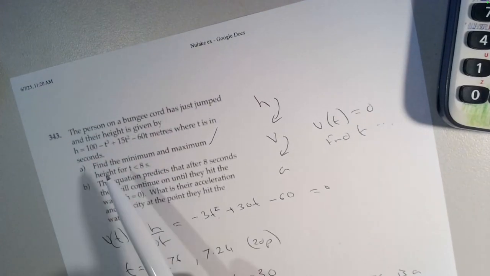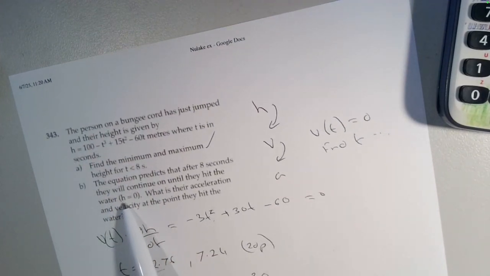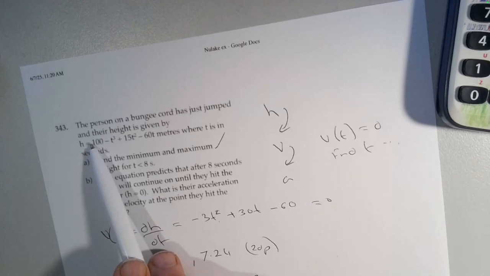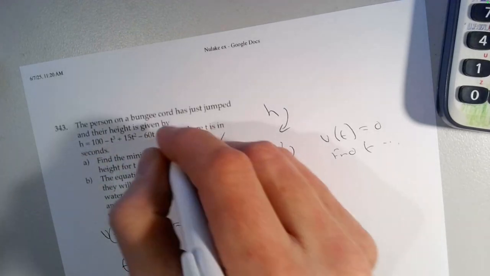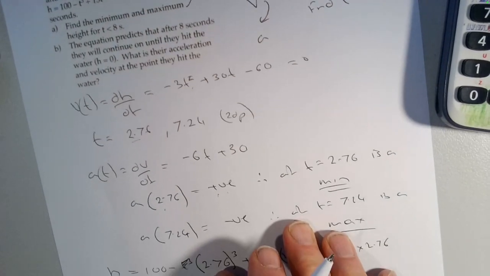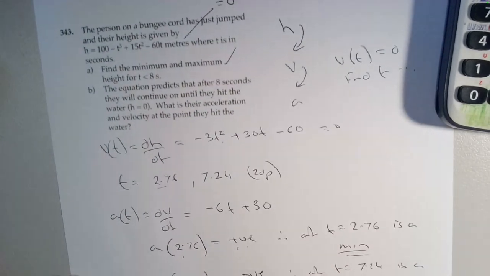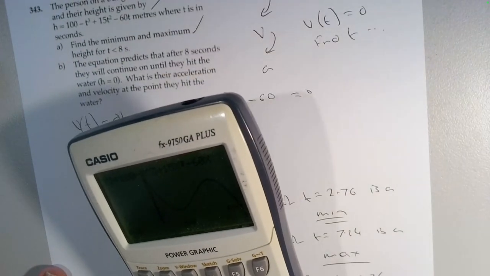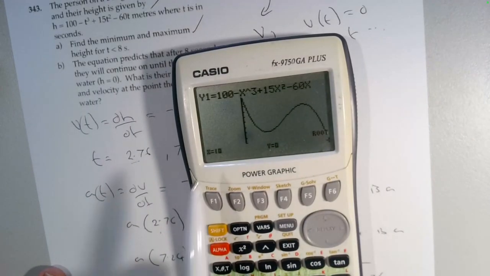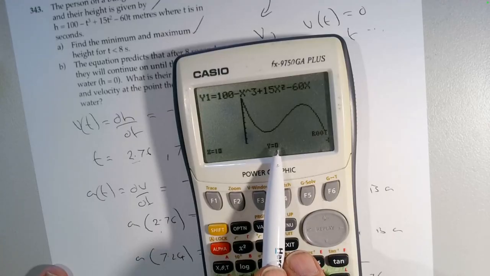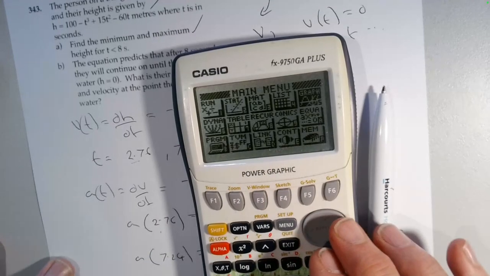The algebra way says, going back to here, the question says when h equals 0, after 8 seconds, so we know the time is going to be after 8 seconds. In fact, Desmos told us it was 10, so we're going to basically put this thing equal to 0. Equal to 0, and yeah, that's actually quite tricky. So, oh, by the way, it got there in the end. So, x equals 10, and the value there is 0.